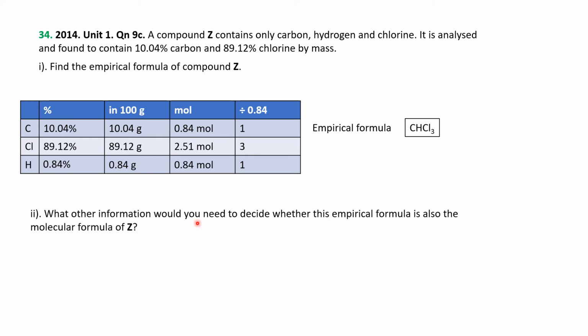What other information would you need to decide whether this empirical formula is also the molecular formula? Well, the empirical formula is just a ratio, so it could be CHCl3, it could be C2H2Cl6, it could be C3H3Cl9, and so on. The other bit of information that is pretty clear is you would want the molar mass. You can get the molar mass experimentally, or you can use mass spec and hope you get the molecular ion or some other nice indicators.